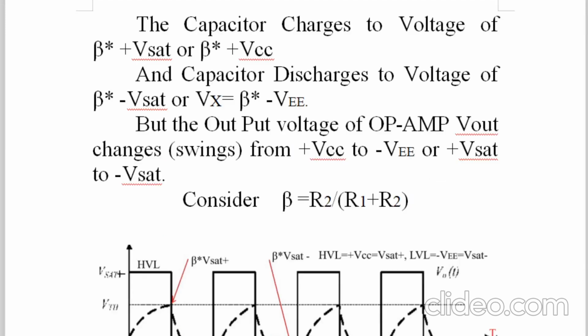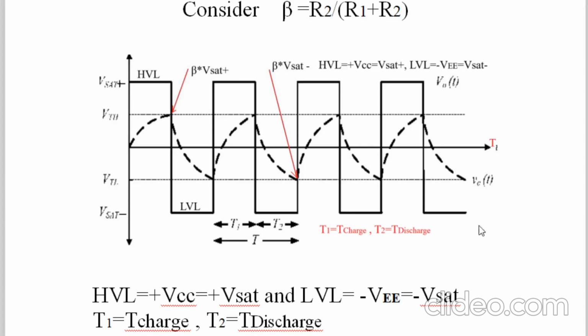So now here you can understand very well. In the beginning only, the capacitor started charging from 0 to plus 6, but later on the capacitor always charges from minus 6 to plus 6 and discharges from plus 6 to minus 6.